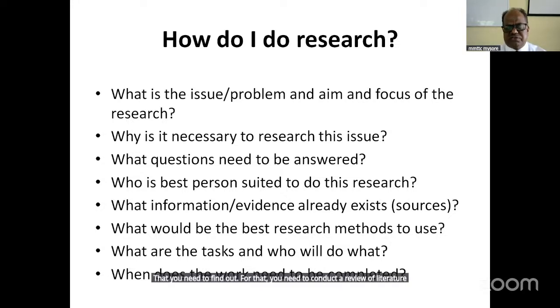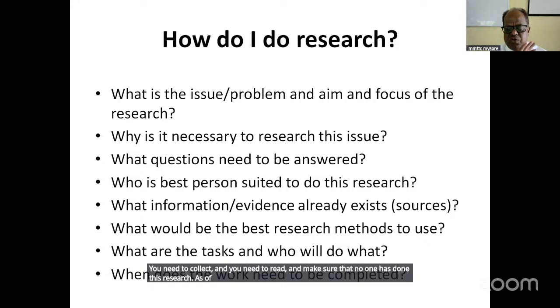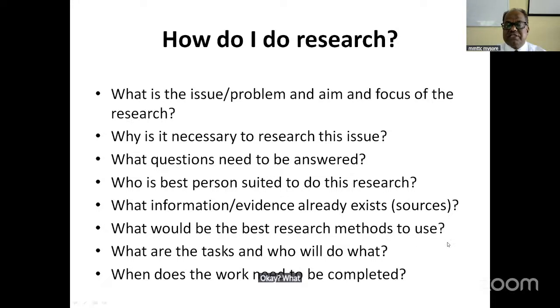All the resources you need to collect and read, and make sure that no one has done this research. As of 2025, nobody has done this research work. No one has chosen this particular problem. It is an important problem in society. I must investigate.